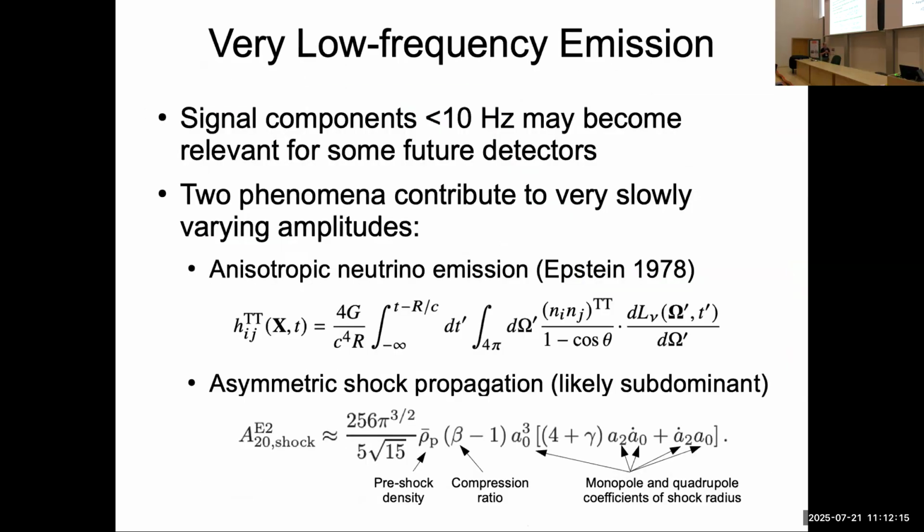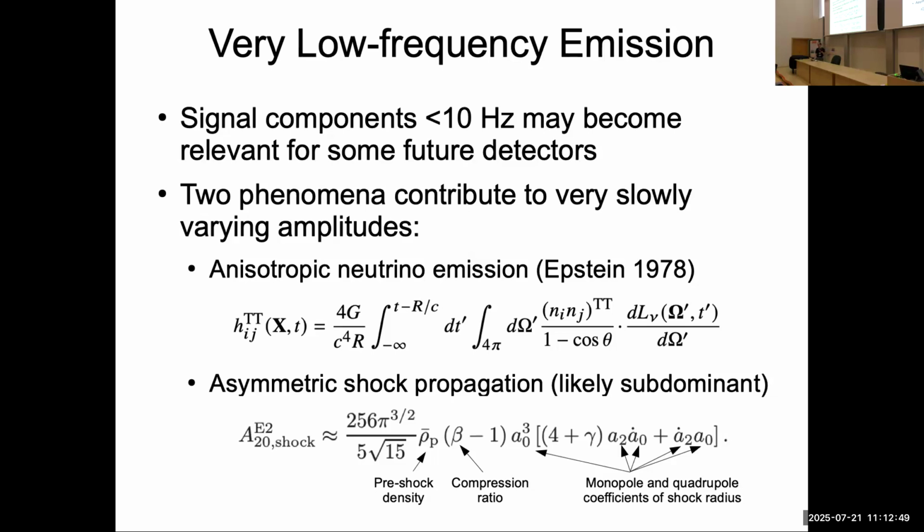I want to wind up with the last piece. The last piece of information that you could get is actually in a completely different area of the spectrum. So at very low frequencies, we've known for a long time, since the end of the 70s actually, that if you emit the neutrinos anisotropically, you will also get a gravitational wave signal associated with it, a kind of gravitational wave memory. And an asymmetric propagation of the shock actually has a similar effect.